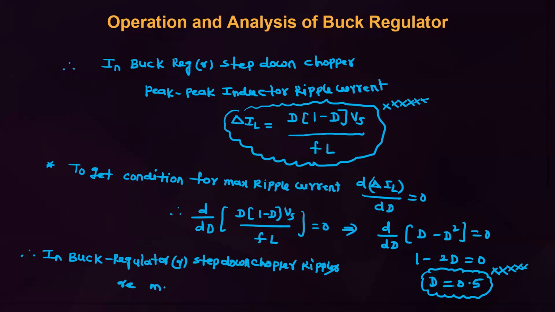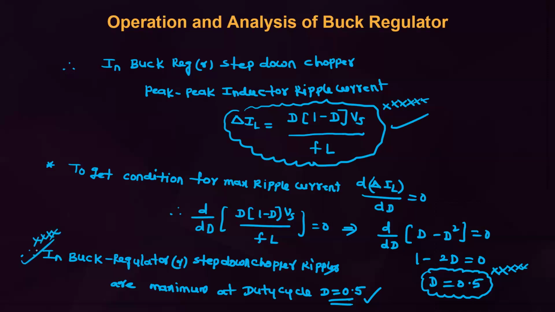Direct question is asked. Even in ESE exam also this question is there. It is a repeated question in different competitive exams. Ripples are maximum at duty cycle equal to 0.5. At what duty cycle are ripples maximum? At duty cycle equal to 0.5. Okay, this is one formula, this is one condition.